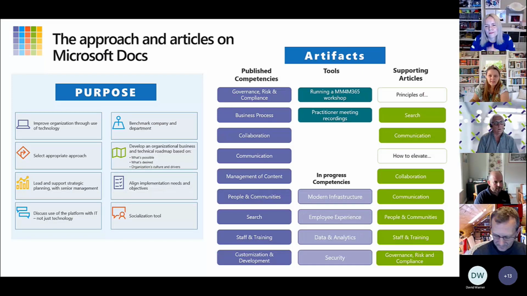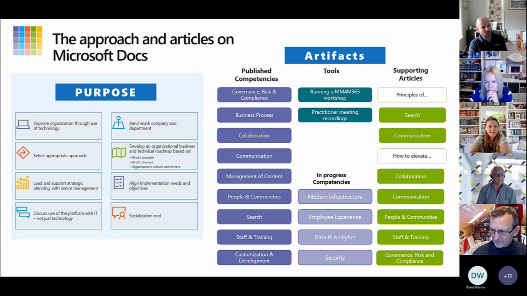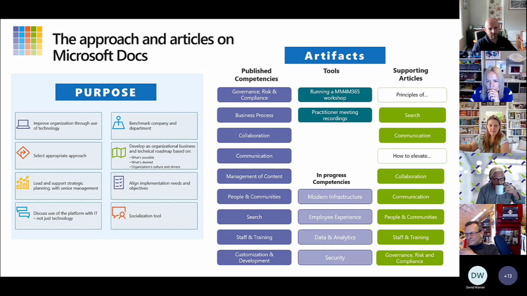So we're talking about our latest artifacts. Recently the team worked on governance, risk and compliance, which has been released. I believe modern infrastructure is well on the way, isn't it? I know Simon and Sharon, you guys have been busy beavering away behind the scenes there.